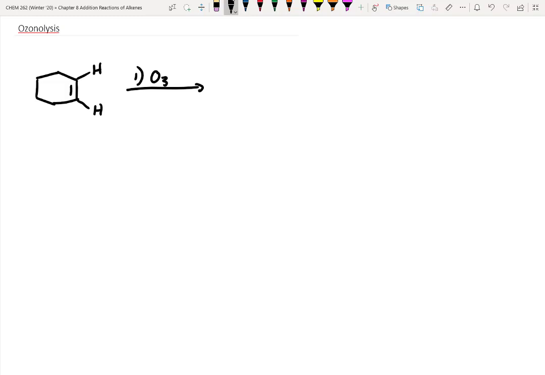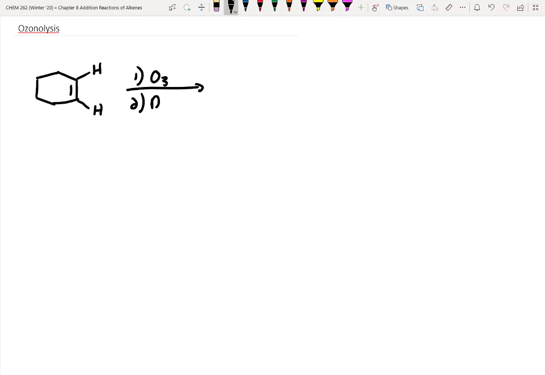Does anybody know what ozone is or does in our atmosphere? What does it do? It prevents harmful UV radiation from reaching that. Exactly. So ozone is a natural gas found in our upper atmosphere, absorbs UV light, protects us from things like skin cancer. Alternatively, when we have it at the ground level, it's actually a health hazard. You don't want to breathe in a lot of ozone, and you'll see why. So first step is react it with ozone.